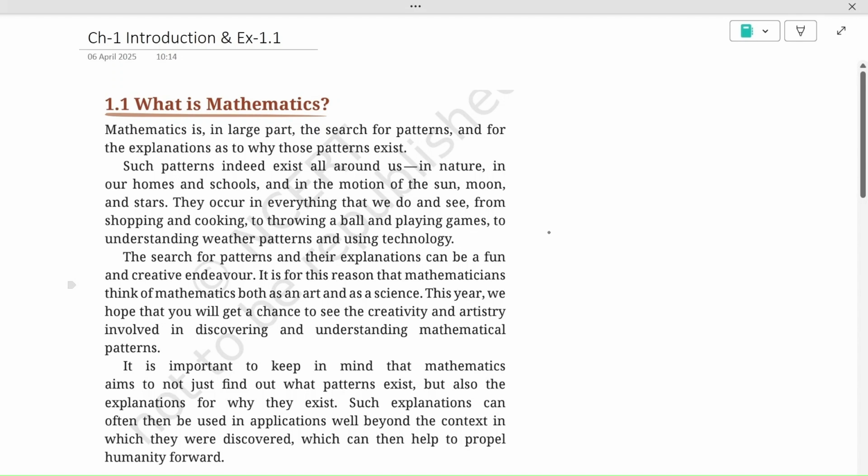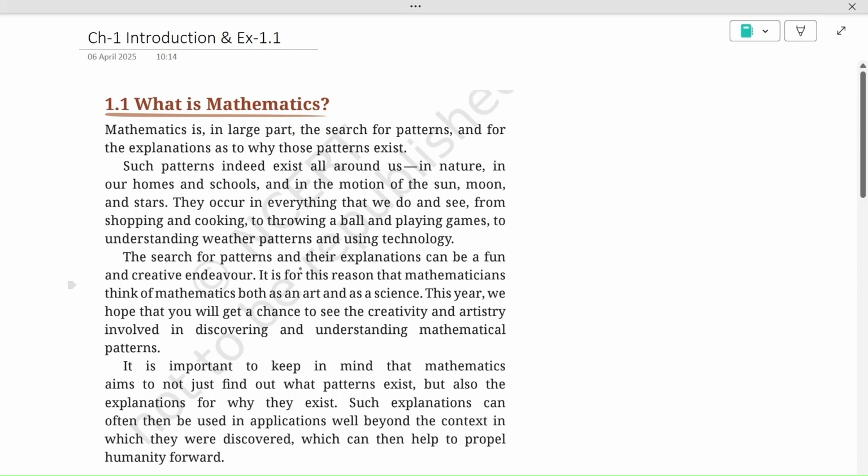So what is explained here is that all around us in nature, in home, school, markets, or wherever we go, even in the motion of sun, moon, stars, planets, everywhere patterns exist. We can take an example like this. We know that Earth takes 365 days to revolve around the sun. So this is one of the patterns. Another pattern is that in a week there are 7 days. So this is again the repetition of certain patterns. Likewise, in cooking, in shopping, throwing a ball, playing games, everywhere these patterns exist.